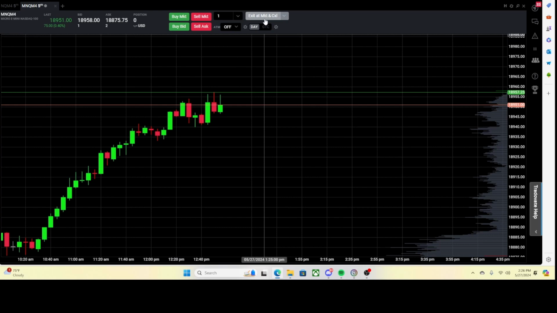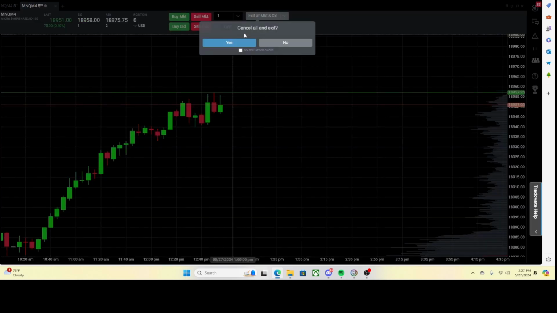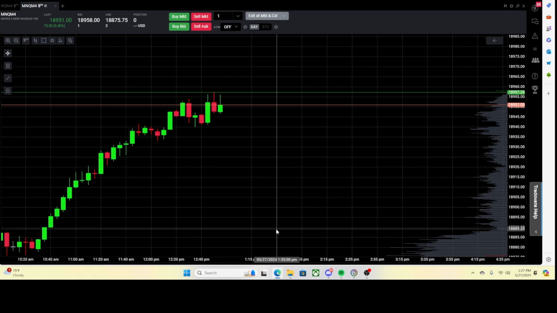What else is there? So when you're in a trade and you just want to get out, up here you hit exit, cancel all and exit. This is what I always do when I'm done with the trade, when I'm getting out of the last one. You say yes, and it just closes out the position you're in.